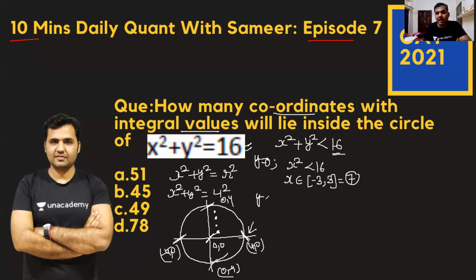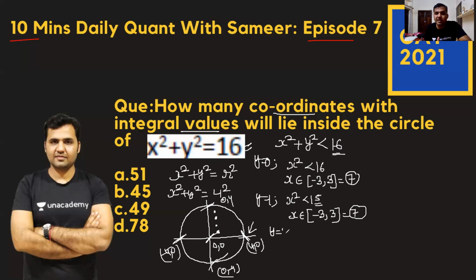If I put y as 1, x square would be less than 15. Again, you see that the integral values of x will lie from minus 3 to 3, because the square of minus 3 is 9, which is less than 15, and the square of 3 is 9, which is again less than 15. Taking any value more than 3, that is 4, 4 square would be 16. I'm looking for those values of x for which the square of x should be less than 15. So again, I'll get 7 more points.